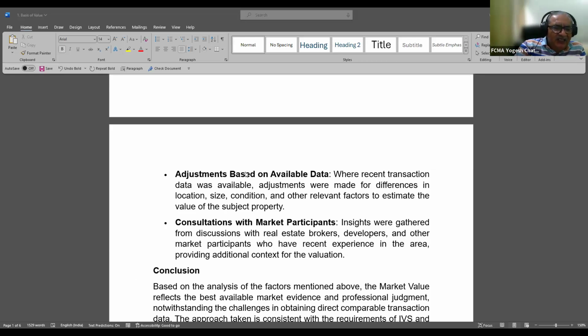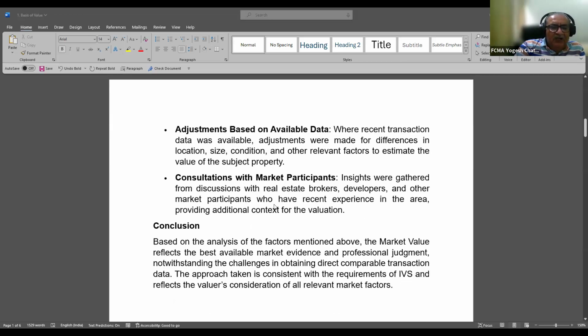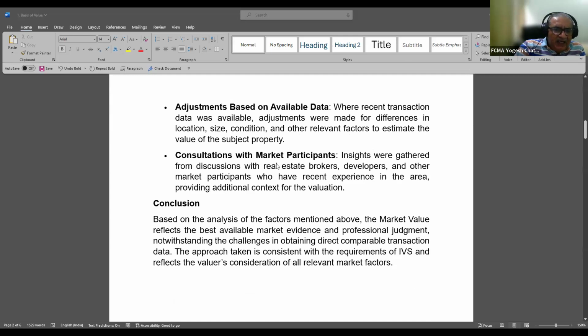So all these considerations, based on the available data, we need to make in the evaluation: location, size, condition, and other relevant factors to estimate the value of the subject property. And consultation with market participants. Insights were gathered from discussions with real estate brokers, developers, and other market participants who have recent experience in the area, providing additional context for the evaluation.